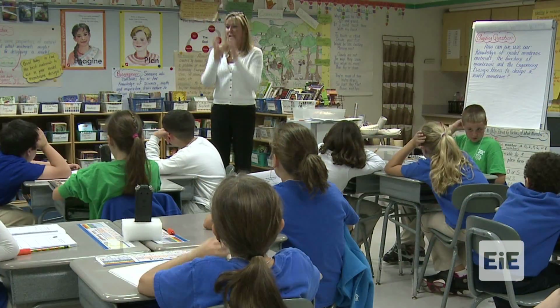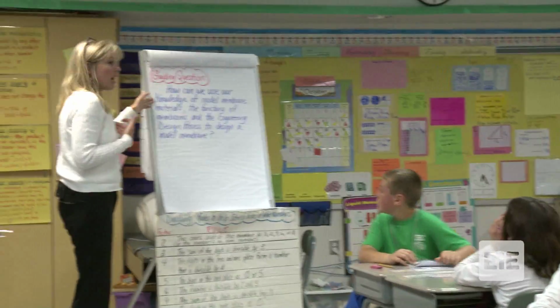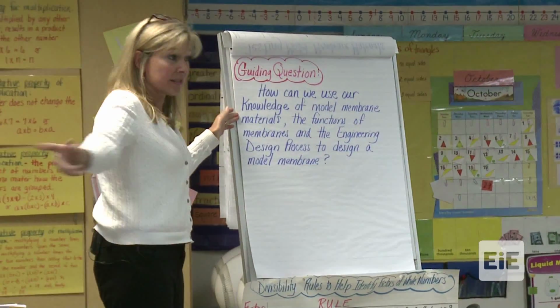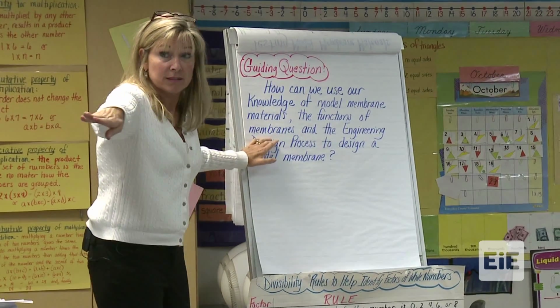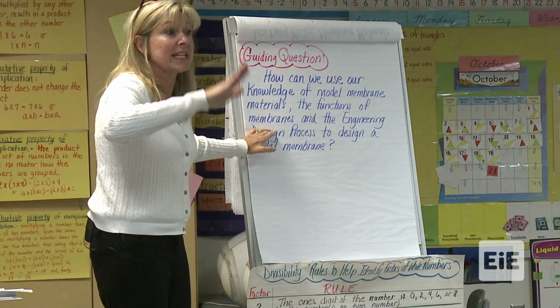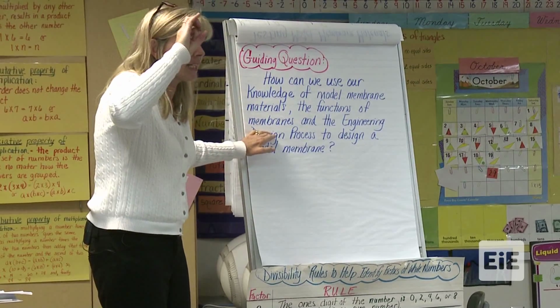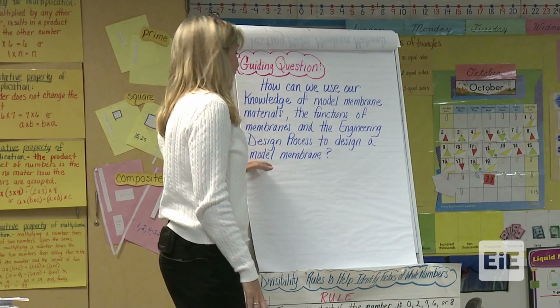So in this stage, okay, this is done independently. So today, our guiding question is, how can we use our knowledge of the model membrane materials that we tested yesterday, the functions of membranes, allow something to pass through, others not to pass through, the rate at which it passes through, tiny holes, and the engineering design process to design a model membrane.